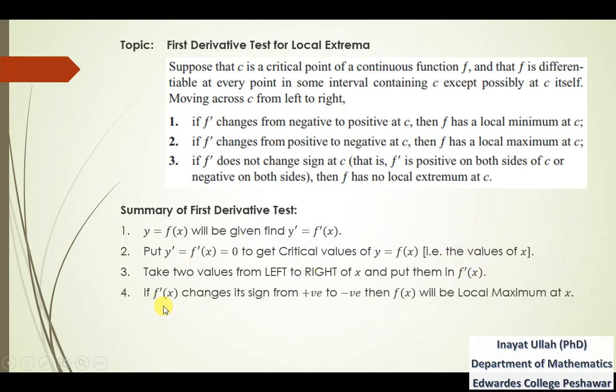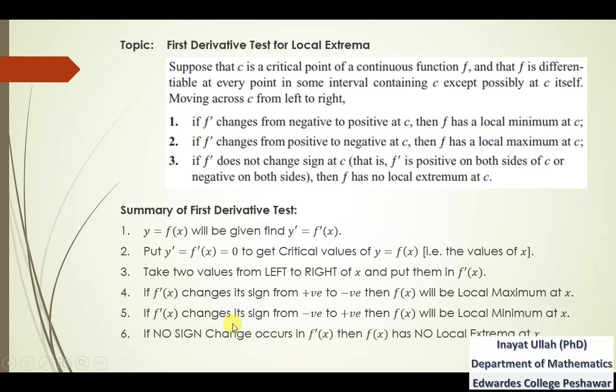So if f prime changes its sign from positive to negative, then we say that the function has a local maximum value at that value of x. And if f prime changes its sign from negative to positive, then we say that the function has a local minimum value at that x. If no sign change occurs, that is, if there is no change of sign in f prime, then we say that f of x has no local extrema at that critical value of x.